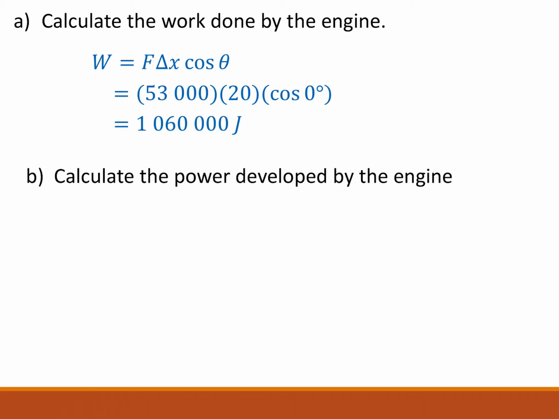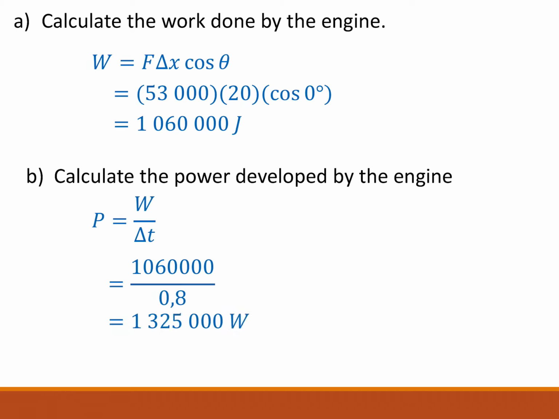Now they want how much power is developed. Well, power is work divided by time. They told you it did this in 0.8 seconds, so it's 1,060,000 joules of work that was done, divided by the time it took, okay, which means it's 1,325,000 watts. That's a very, very powerful engine. We would usually refer to this in kilowatts when it comes to cars, so this would be 1,325 kilowatts. Kilowatts, we divide by 1,000. But for us, we work in watts.